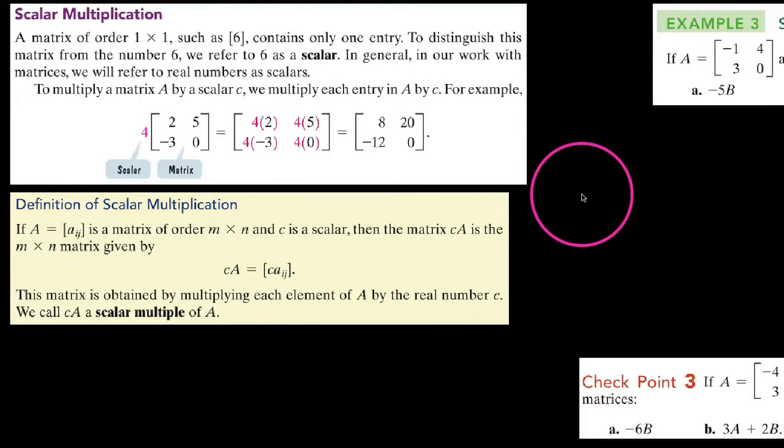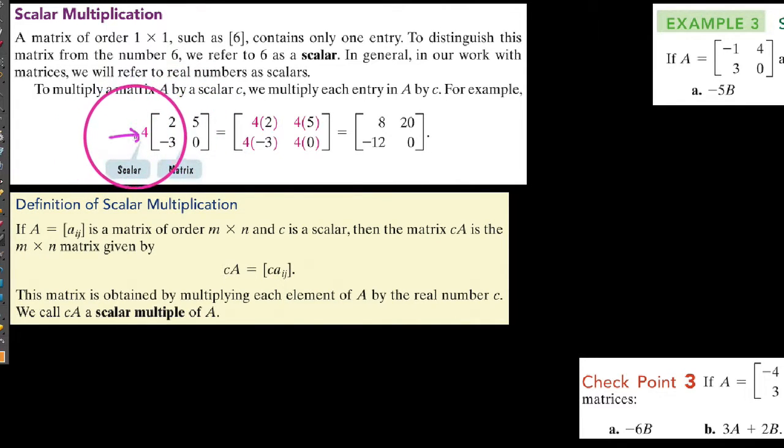Okay, YouTube, in this video we're going to continue to explore operations with matrices, and we're going to focus specifically on scalar multiplication. When we talk about scalar multiplication, really what it is is multiplication of a matrix by some real number. You can see an example of this here. We see this 2 by 2 matrix and a 4, which is just some real number out in front, but we're going to refer to this real number as a scalar.